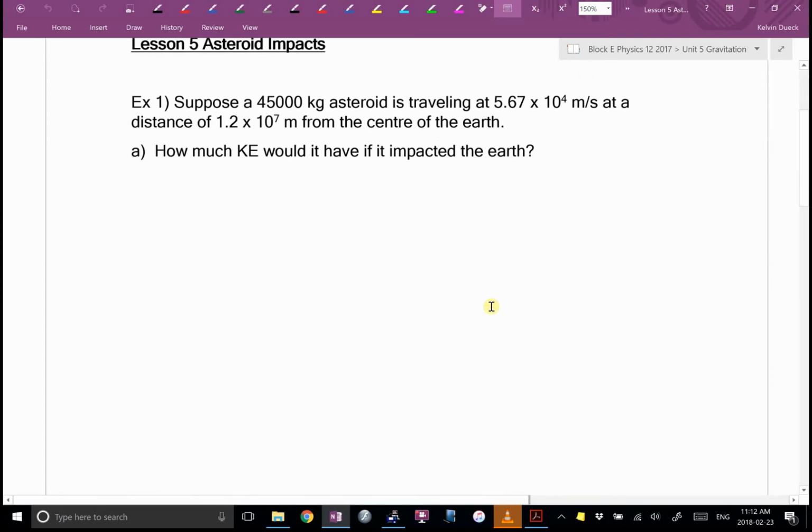It says this. Suppose a 45,000 kilogram asteroid is traveling at 5.67 times 10 to the 4th at a distance of 1.2 times 10 to the 7th meters from the center of the Earth. How much kinetic energy would it have if it impacted the Earth? Okay. Pierce, is this question asking me how much work? No. And the reason I keep doing that is I noticed on the energy test, some of you were trying to do everything with work. No. If it says how much work, use work. If it doesn't, probably don't. Are we in a stable orbit here?